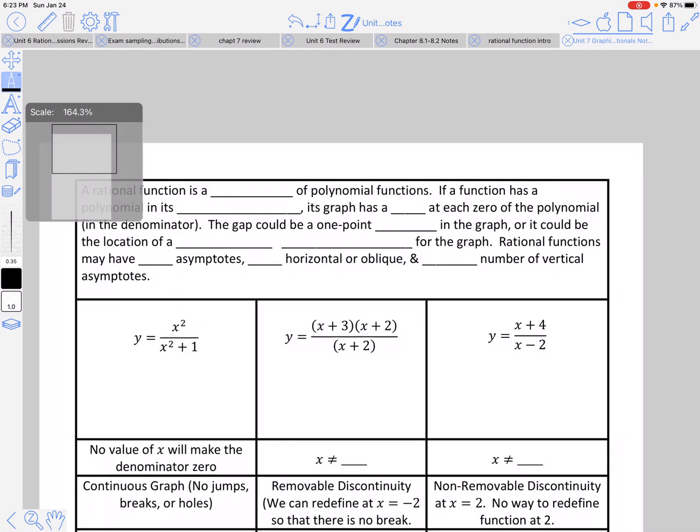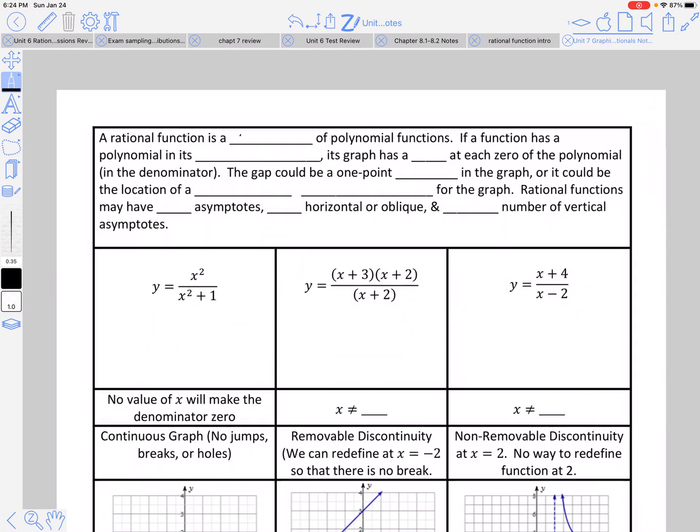All right, so first take a look at this paragraph. A rational function is a ratio. So remember, that's a fraction of polynomial functions. If a function has a polynomial in its denominator, its graph has a gap at each 0 of the polynomial. So remember, in our denominator, if we got these excluded values, our calculator said error. There's no answer. So when we try to graph this, there's not going to be a y that lines up with that x. So we have a little gap.